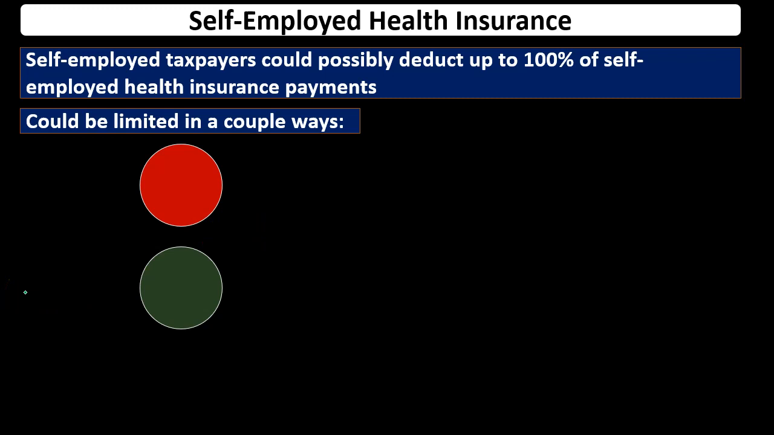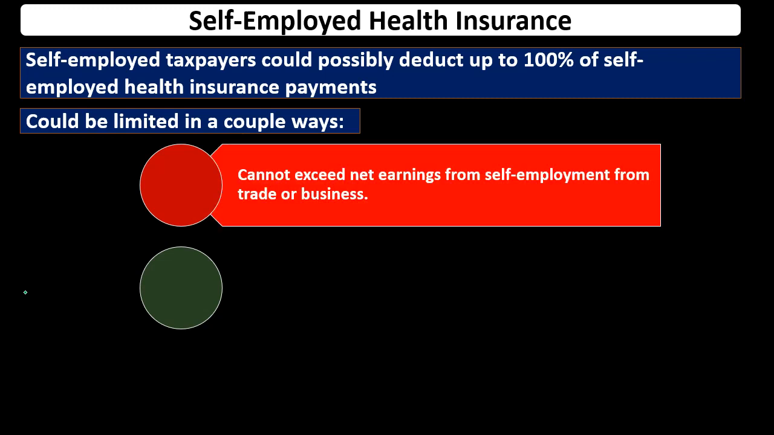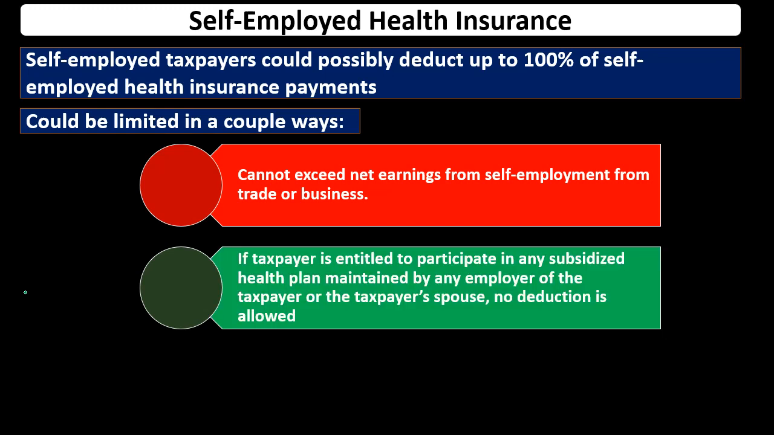Self-employed taxpayers could possibly deduct up to 100% of self-employed health insurance payments. It could be limited in a couple of ways, and those include that you cannot exceed the net earnings from self-employment from the trade or business. So when we do the Schedule C, you're going to have income minus expenses related to the business, and typically your amount of deduction related to self-employed health insurance can't exceed the net income related to that business activity. If the taxpayer is entitled to participate in any subsidized health plan maintained by any employer of the taxpayer or the taxpayer's spouse, no deduction is allowed.